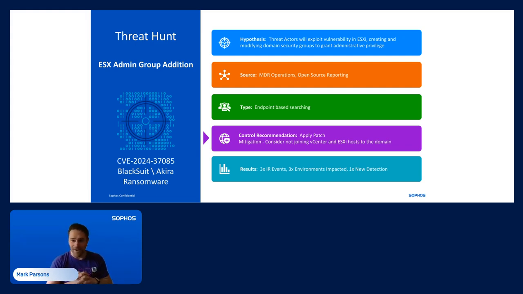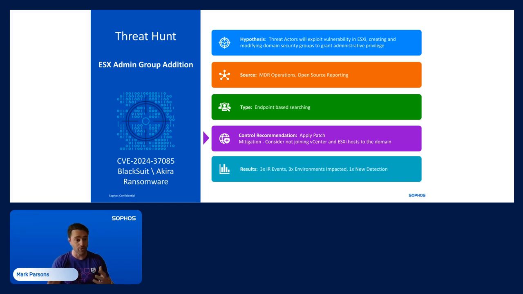This will allow threat actors to modify or create a group called ESXadmin. And once that threat actor has done this, they'll be able to grant administrative privilege to users within that group. After this, we want to indicate where this threat hunt idea came from. In this instance, the MDR incident responders identified a ransomware deployment that leveraged this attack. And then in addition to that, there was open source reporting that was directly identifying this technique as being leveraged by operators.